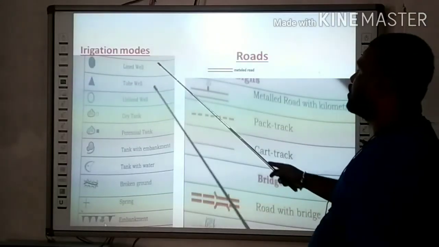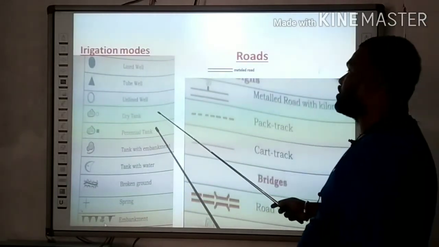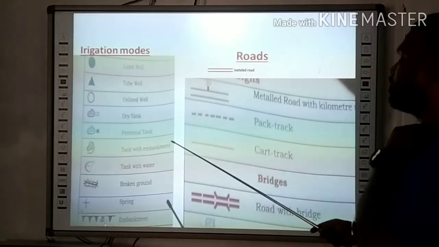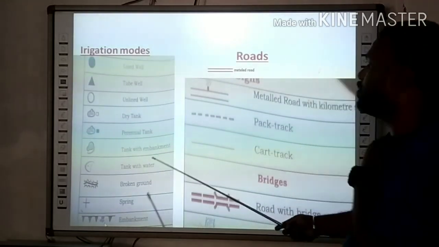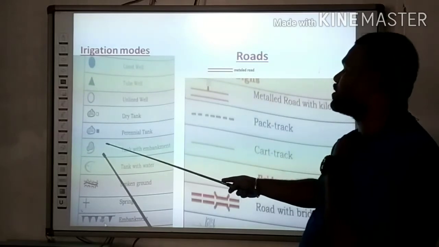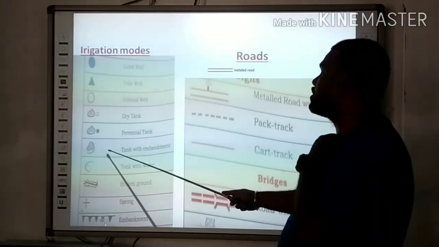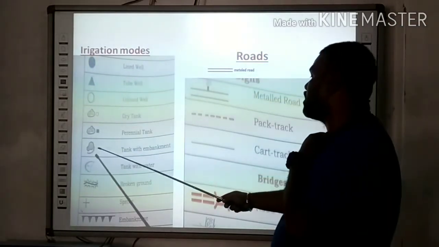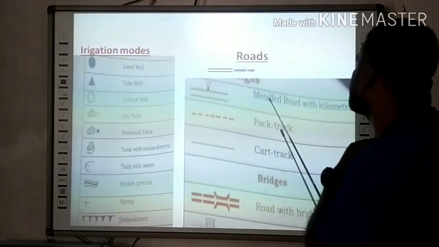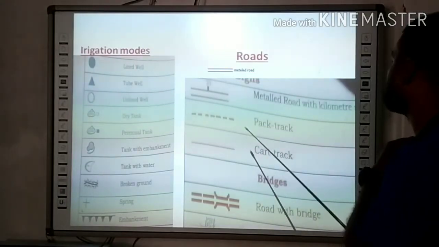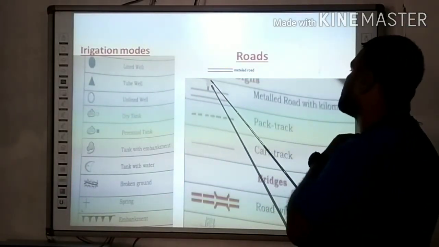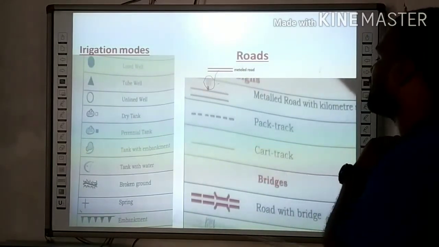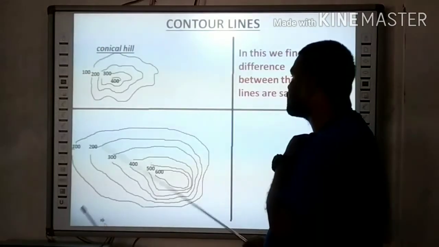Irrigation modes: here you have lined well, tank, perennial tank, tank with embankment. Now this is an important one, tank with embankment. What is a tank with embankment? It means a tank where there is an embankment which is made by human beings in order to store water. Now roads: here you can see metal road, pad track, cart track, bridge. In the metal road you can see it is written 2020. What is it? It is a milestone.